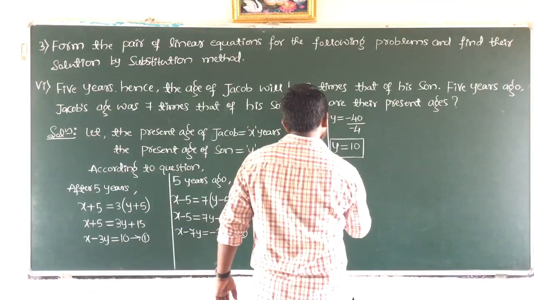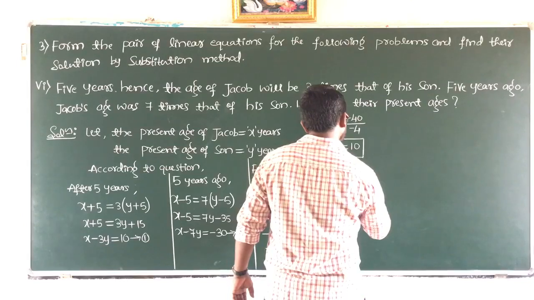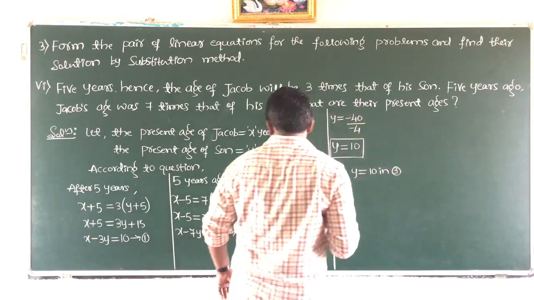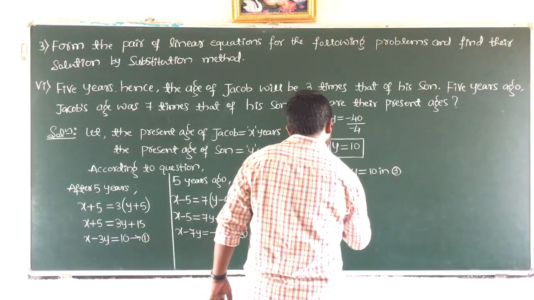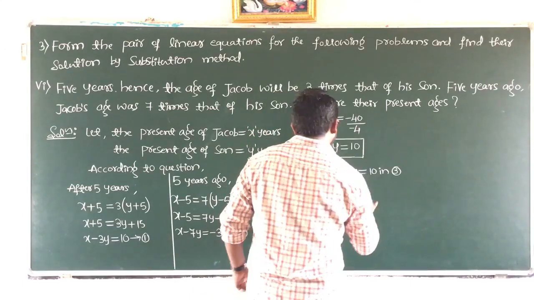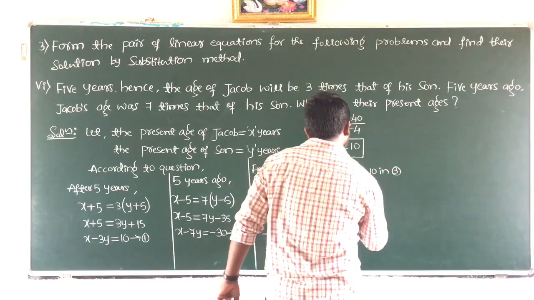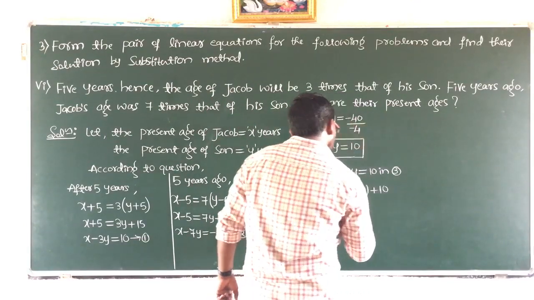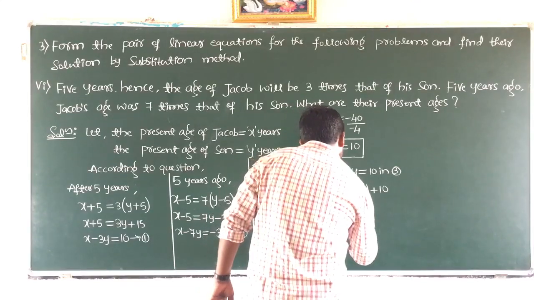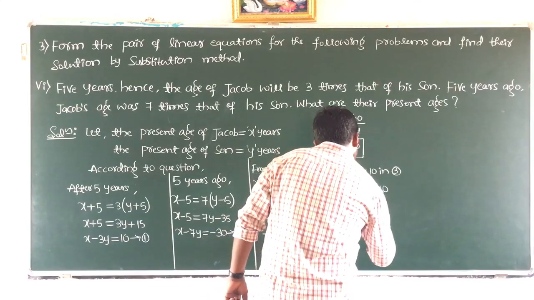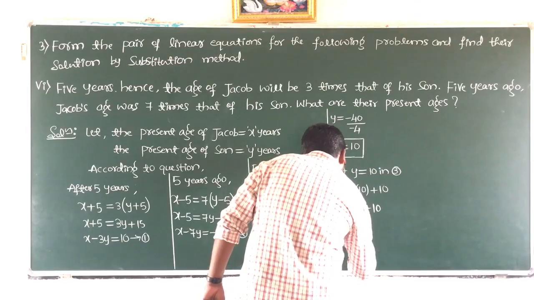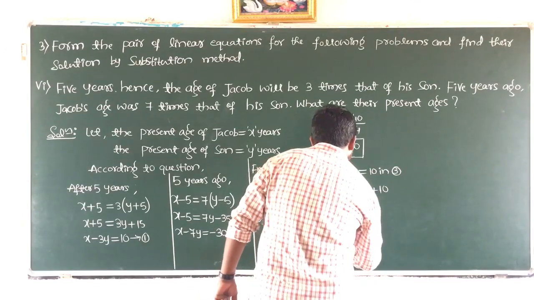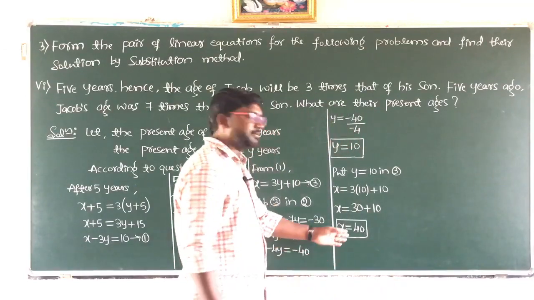Put y equal to 10 in 3. So x is equals to 3 into y. Y it is 10. 3 into 10 plus 10. Then x is equals to 30 plus 10, x which is equals to 40. What is x now? The present age of Jacob.